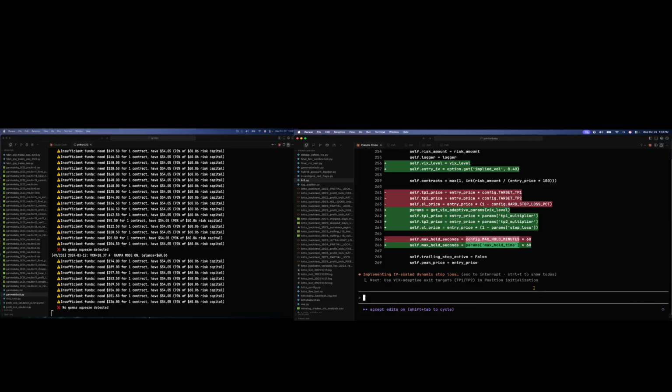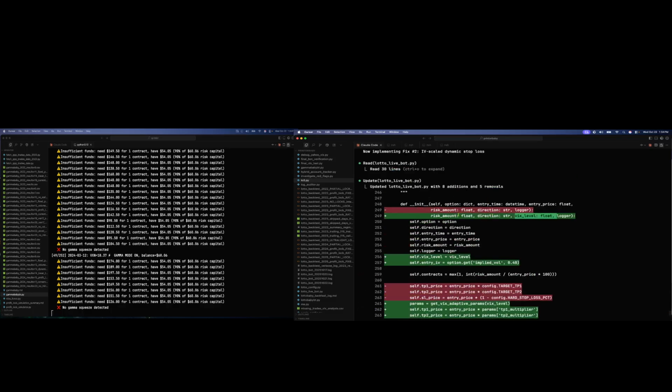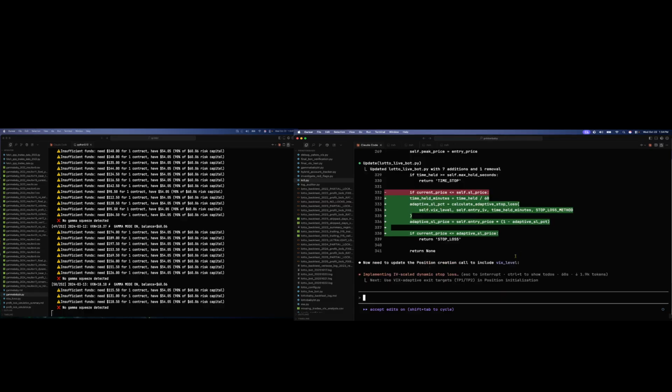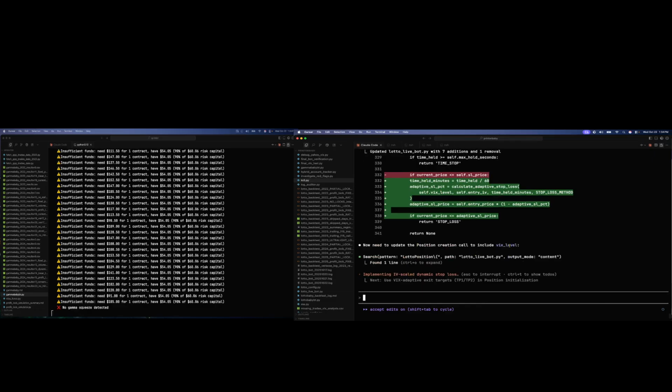Get VIX adaptive perm. Let me check. VIX level. This is the def. This is what we're passing into the function. We're setting our variables, and then we're creating the function itself with the time equals time held over 60. Adaptive. Now we need to add the position to create the call.